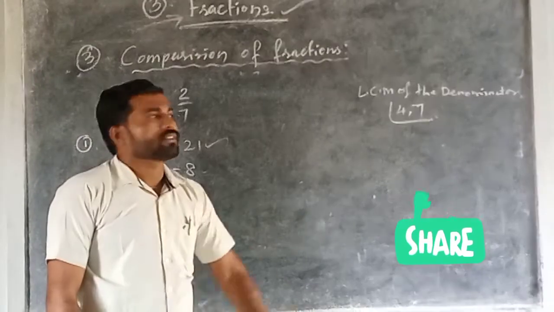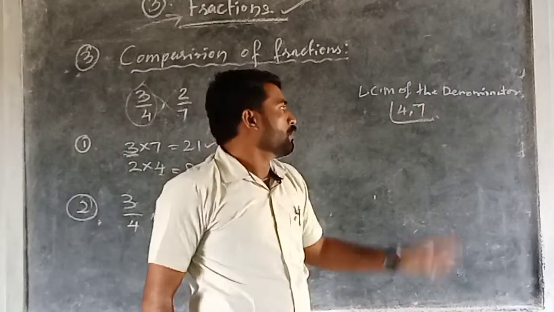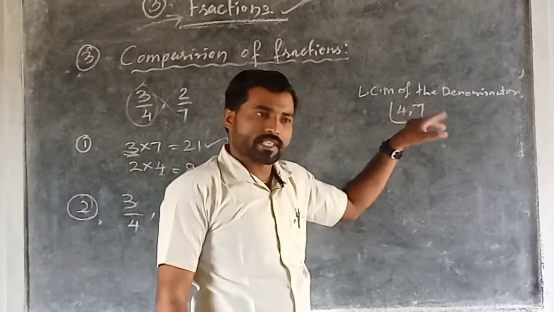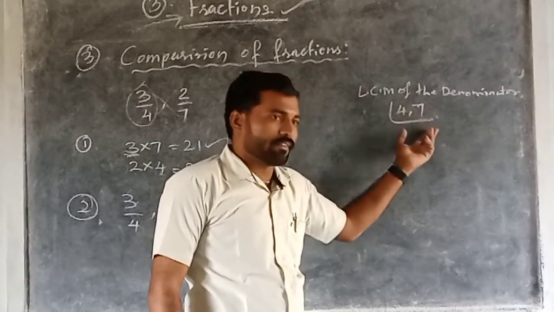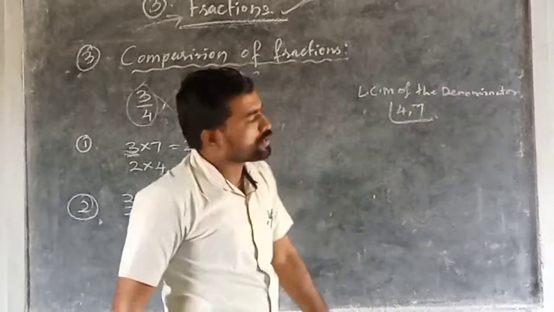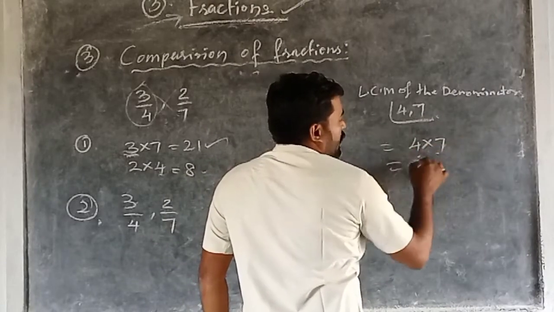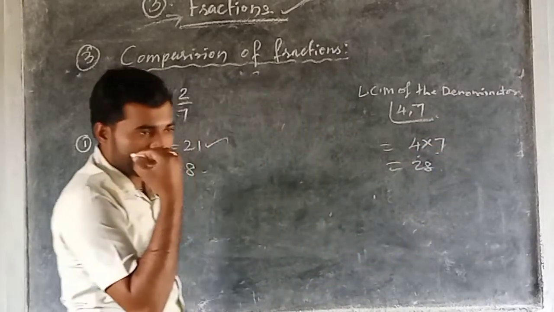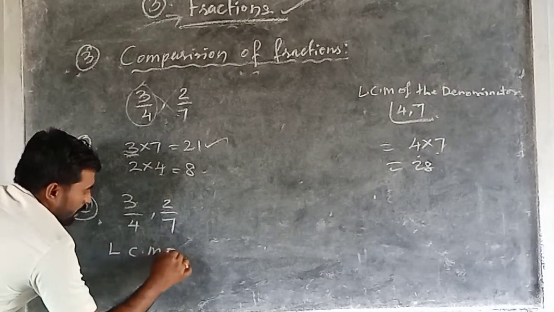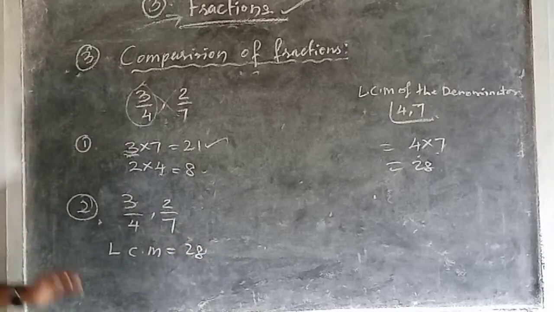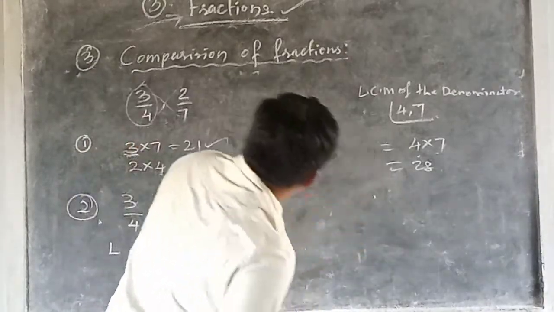Is 4 comma 7 LCM possible by division? 4 is divisible by 2, but 7 no. 4 is divisible by 4, but 7 no. 7 is divisible by 7, but 4 no. So you can multiply those both numbers directly. 4 sevens are 28. So our required LCM is 28.